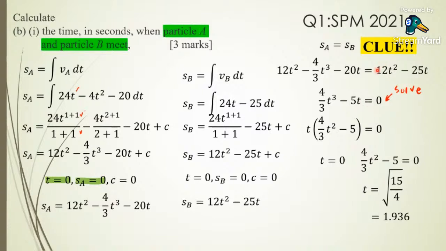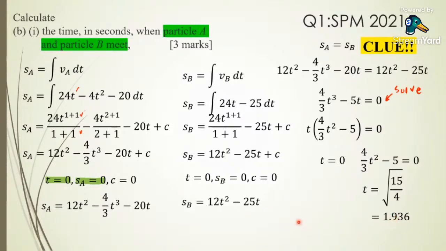So kena pandai-pandai lah. 12t square minus 12t square ni hapus lah kan. 12t square and 12t square ni basically hapus lah. And then yang tinggal is negative 20t plus 25t. That's why dapat kita pindah ke sana ni. Ni kan negatif kan. This one becomes positive. Kita pindah sana and then equals to 0. After we factorize everything, we will get two values and then we choose 1.936.